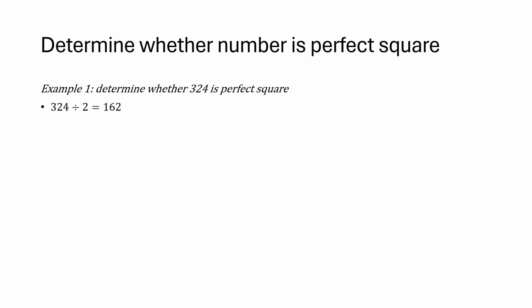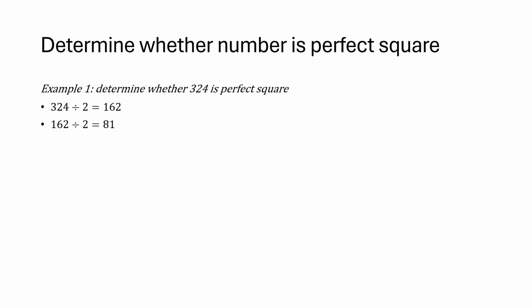So we first divide it by 2, so we get 162. And then, because the number can be further divided by 2, we divide by 2 again, which gives us 81. We keep on repeating this process.